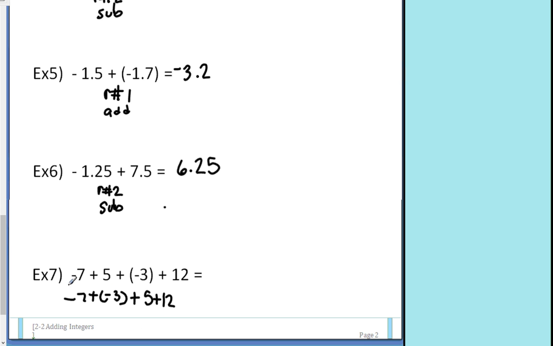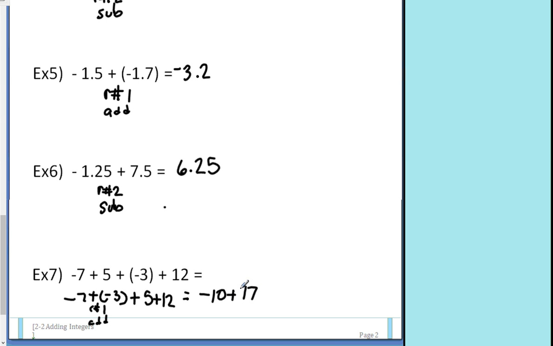What I would do is I would do these first because red chips plus red chips, that's rule number 1, which means add. And so is that. That's rule number 1, add. So what I can do is I can break it off into 2 problems. Negative 7 plus negative 3 makes negative 10 red chips, plus 5 yellow chips plus 12 yellow chips is another rule number 1. So that's 17.